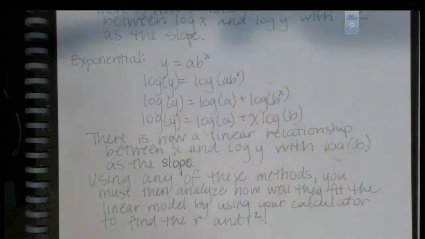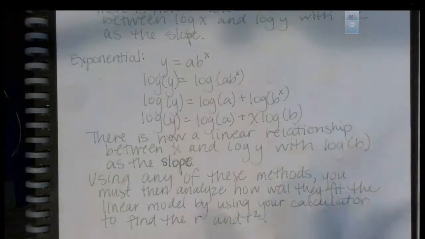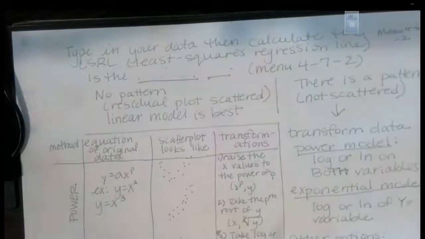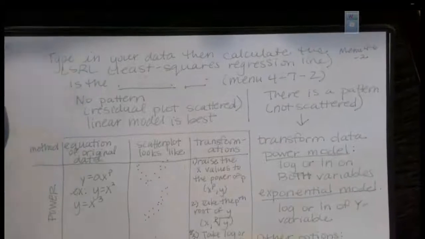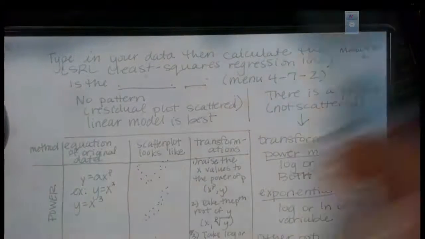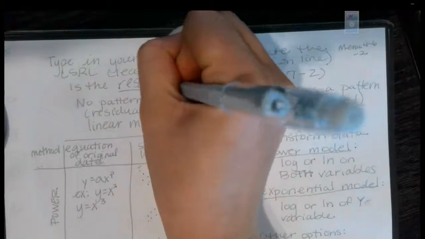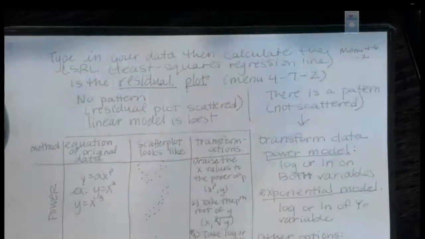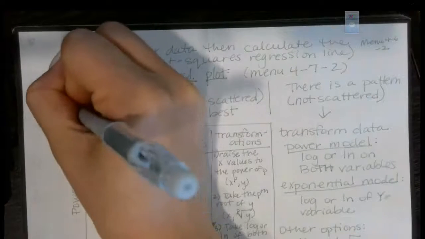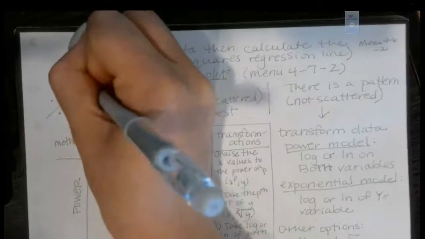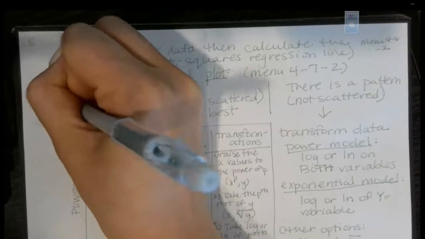Using any of these methods, you must then analyze how well they fit the linear model by using your calculator to find the r and r squared, so your correlation coefficient, accounting for the variation. When you type in your data, you can calculate the least squares regression line. And then you have to look at the residual plot. Now remember that a residual is how far the data point is from the line, right? And so the residual plot would just be the graph on your calculator that shows you the distance.